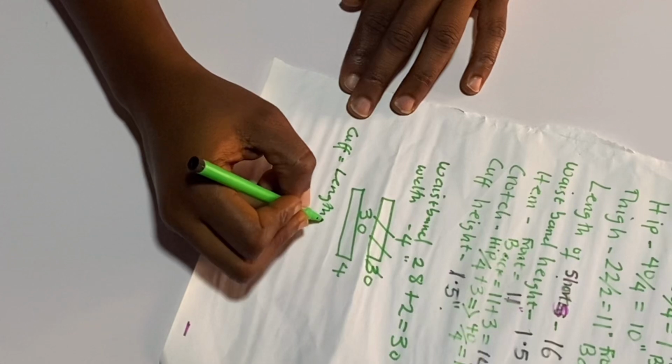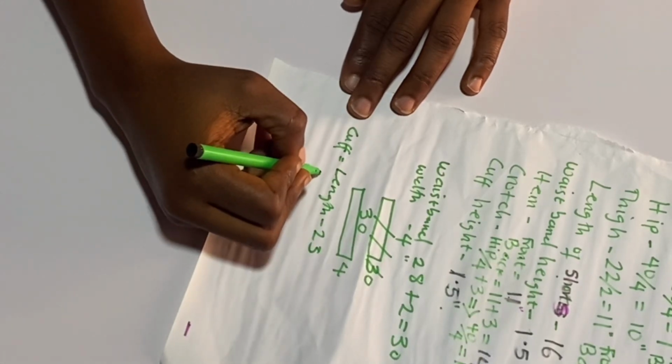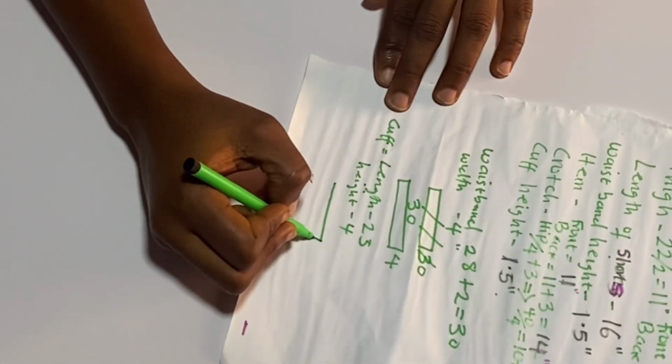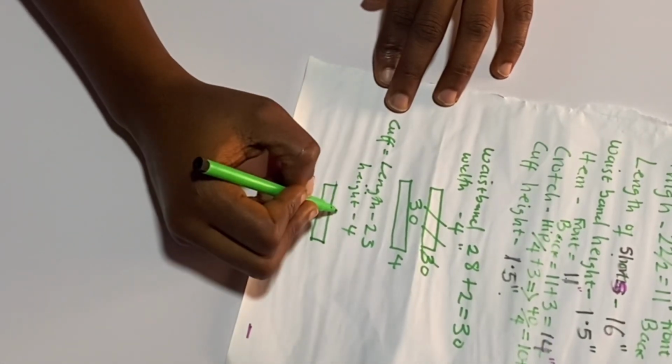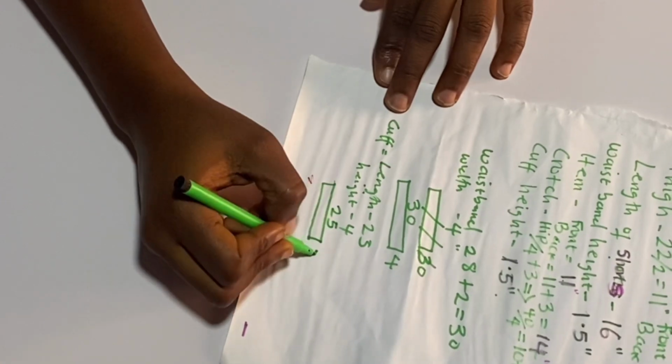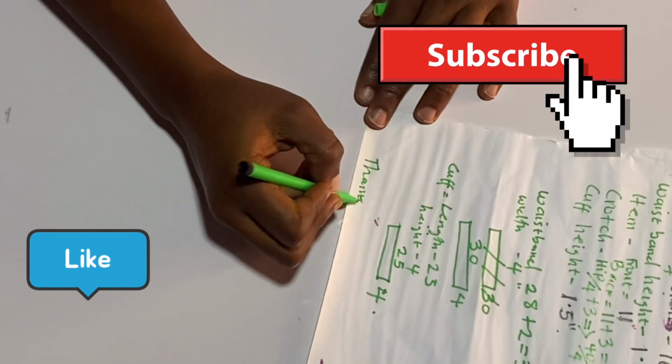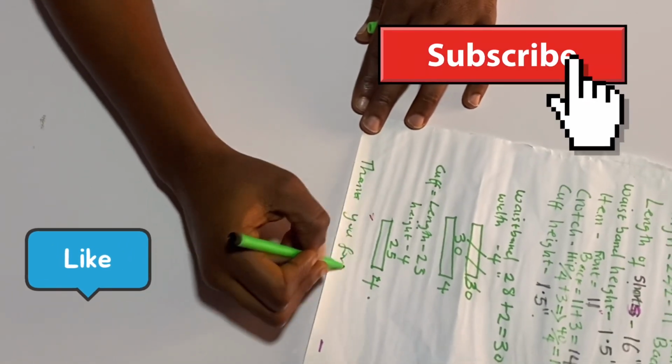So guys, my front and back hem is 11 inches and 14 inches respectively. If you add this together, it will give you 25 inches, guys. That means front and back, you understand? So that means my cuff length is going to be 25 inches and the wideness is going to be 4 inches.